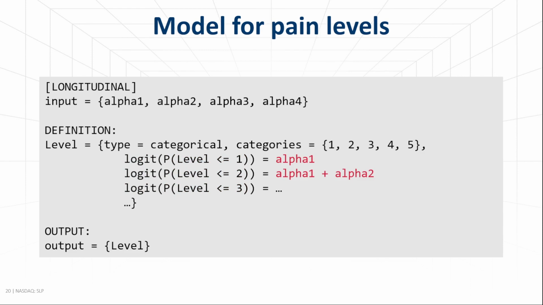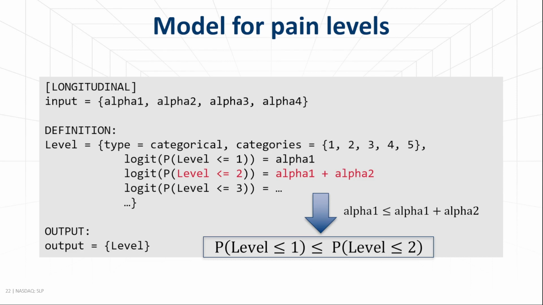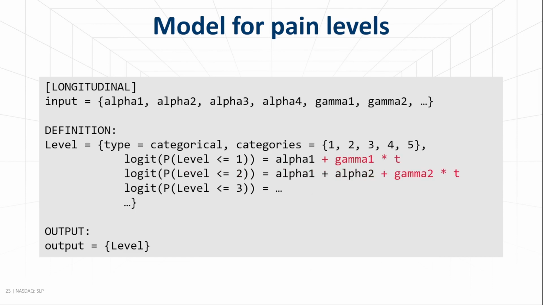The constant probabilities give the simplest model. It is helpful to write alpha 1 plus alpha 2 for the probability of being level 2 or less. It ensures that the probability to be 2 or less is higher than the probability to be 1 or less. However, the constant model in this case is not a good choice because we observed that the pain levels decrease over time. So to model it, I add terms that depend on time with additional parameters gamma.